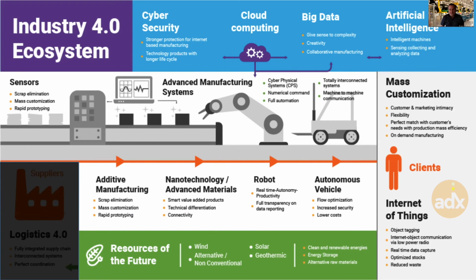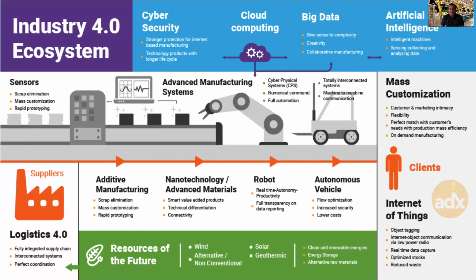And then if you take this ecosystem and you transform that into what the supply chain looks like, you basically have a system of systems, and that's how the supply chain will look like. So this is Industry 4.0 in 5 minutes or less.